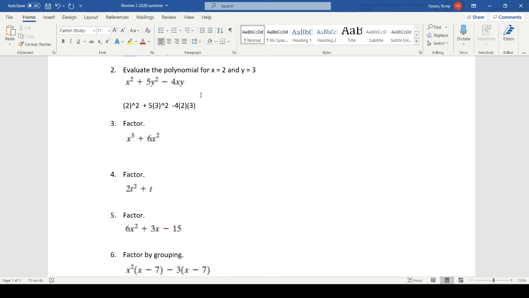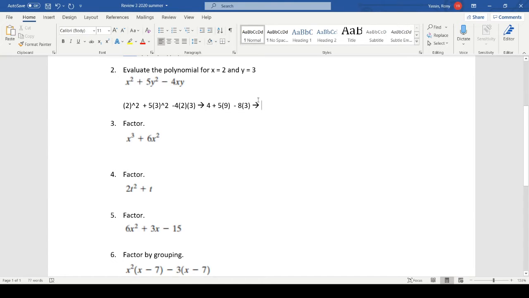Okay, so now we need to evaluate these numbers and see what they come out to be. So let's see, so 2 to the second power, that's just 4. Now we have 5 times 3 to the second power, so we're going to do the exponent first because of PEMDAS. So we're going to have 5 times 3 squared, so 3 times 3 is 9, so we're going to have 5 times 9. And then the last term we're going to have minus 4 times 2 times 3, so it's just all multiplication. We can do it in any order really. So minus 4 times 2, minus 8 times 3. Okay, so we'll do that in a second.